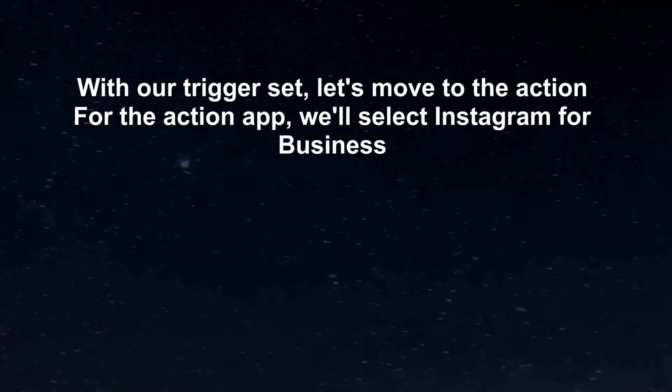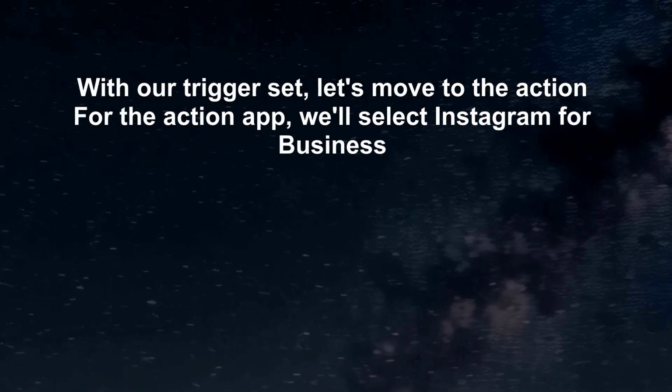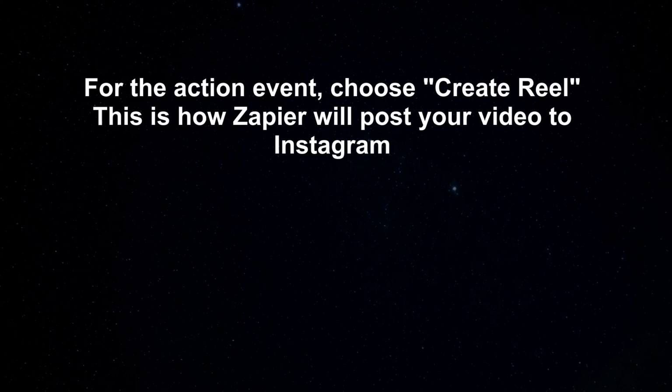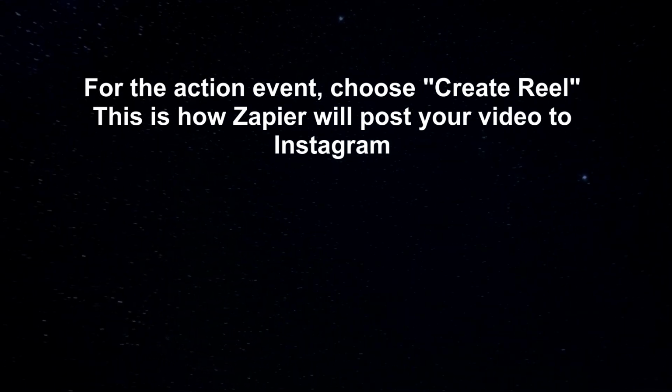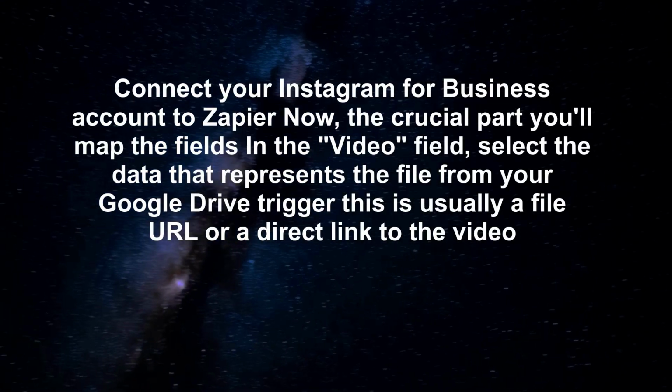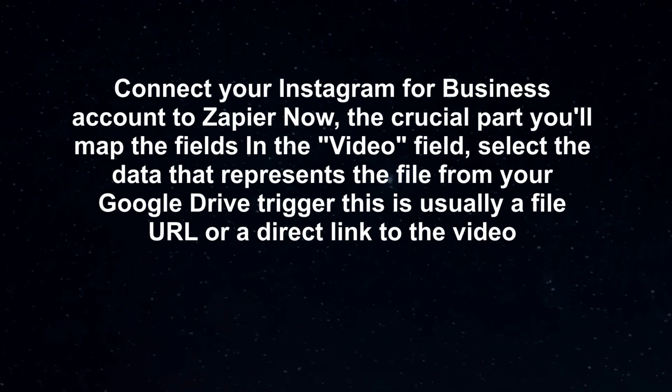With our trigger set, let's move to the action. For the Action app, we'll select Instagram for Business. For the action event, choose Create Reel. This is how Zapier will post your video to Instagram. Connect your Instagram for Business account to Zapier now.